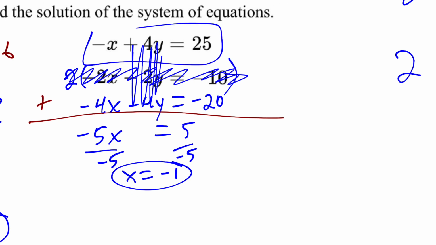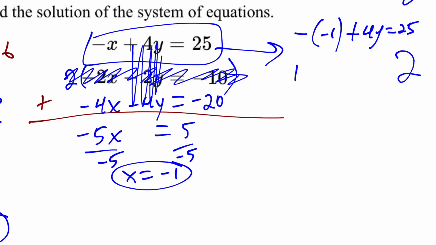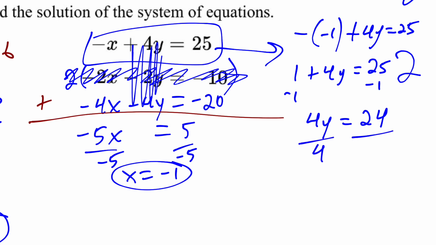Let's plug that into this top equation over here. Negative 1 plus 4y is equal to 25. 1 plus 4y is equal to 25. Minus 1, minus 1. 4y is equal to 24. Divide by 4, divide by 4, y is equal to 6.